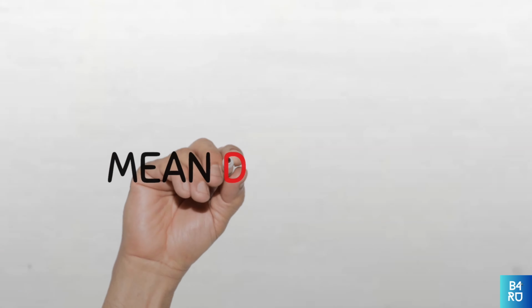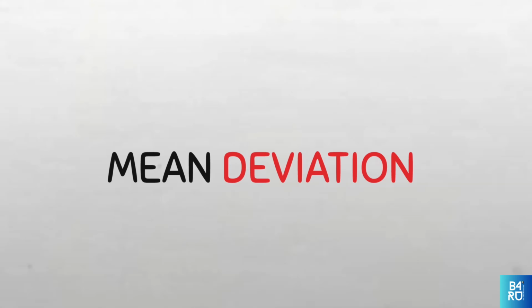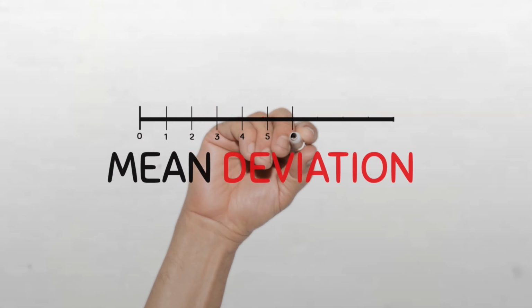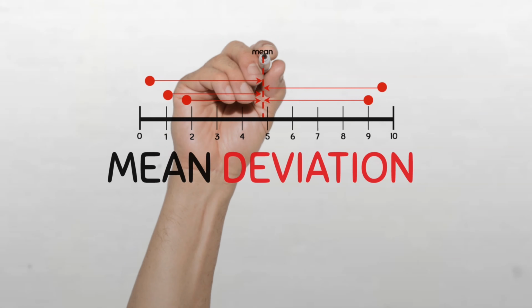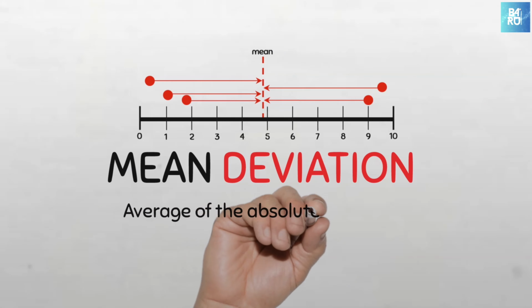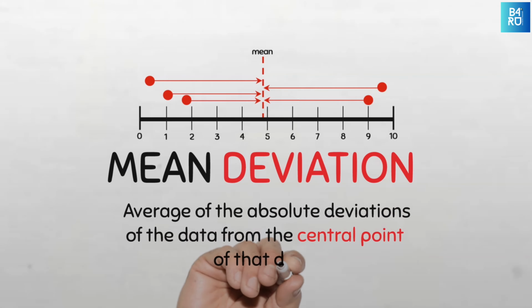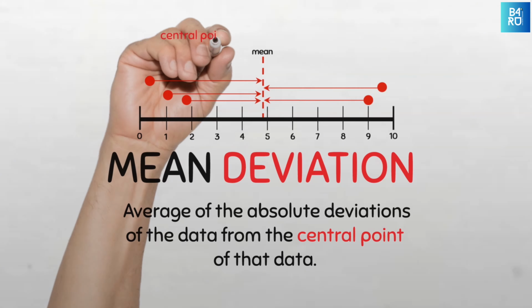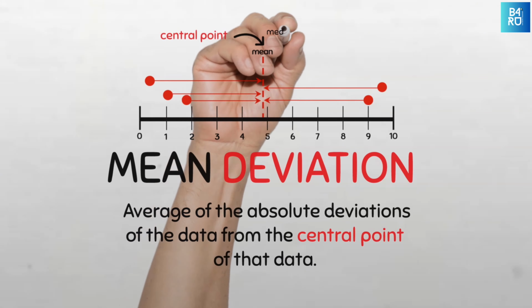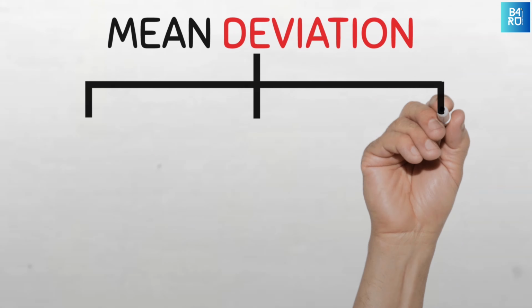Mean deviation is a measure of dispersion used to identify how far the values in a dataset are from the central point of the data. It is defined as the average of the absolute deviations of the data from the central point. And this central point could be the mean, median, or mode of the dataset.